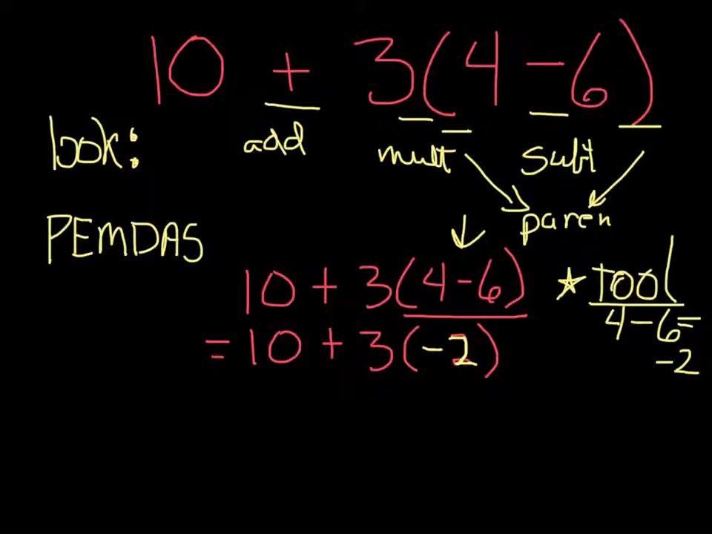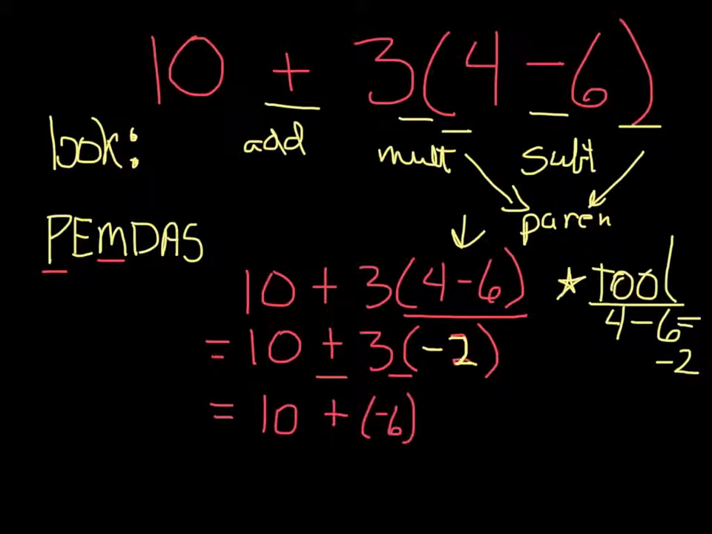So that takes me back to finishing the problem. What's the next operation? Well, now I have an addition and a multiplication, and according to PEMDAS, I would do the multiplication next. So this becomes 10 plus 3 times a negative 2, that's a negative 6.